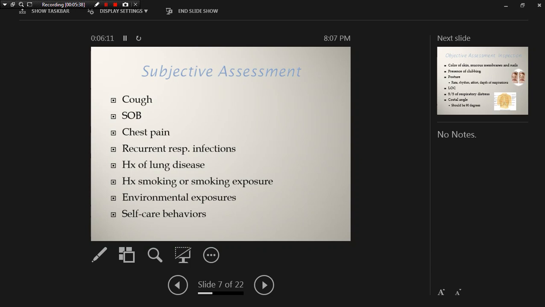Shortness of breath. Is it shortness of breath at rest? Is it shortness of breath with exertion, activity? Is that new, or is it a chronic condition? Sudden, or is it gradual in onset? And then chest pain. And we know with all of this subjective information, we're doing a PQRSTU.